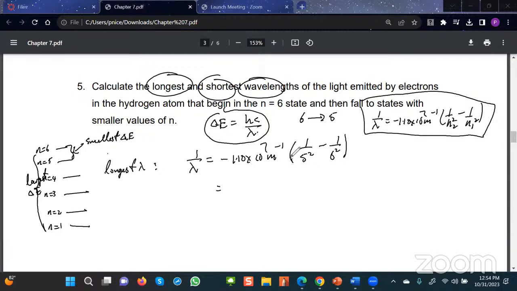So 5 squared is 25, so do 1 over that, minus 1 over 36. And then I multiply by 1.10 times 10 to the 7. So the answer I got, and please check to make sure I'm doing the right thing because I could be wrong. Oh, I messed up. Okay. 1 over 25 minus 1 over 36, times 1.1.